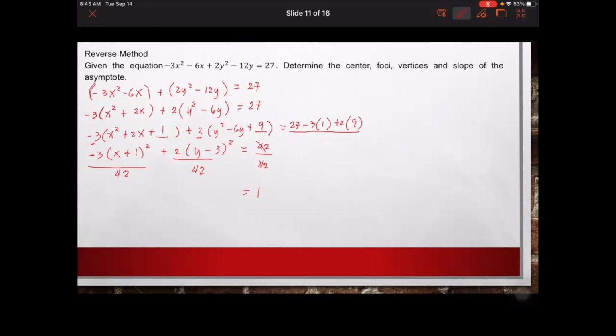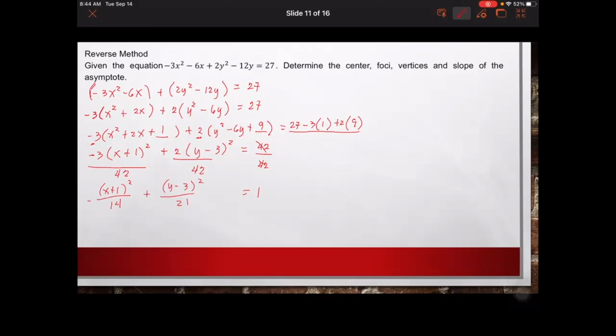Negative 14. So this will be (x plus 1) squared over negative 14, plus 42 over 2, which is 21. So we will have (y minus 3) squared over 21.